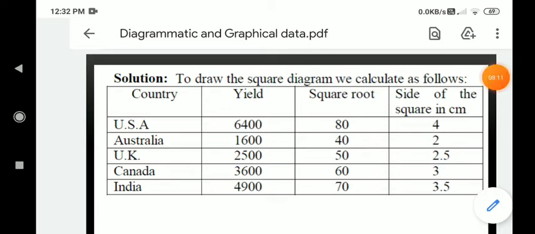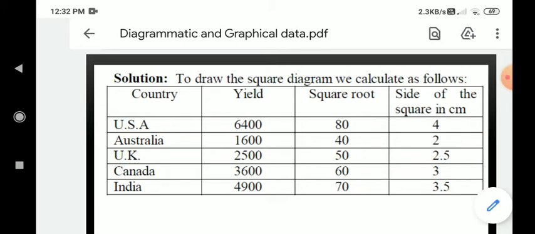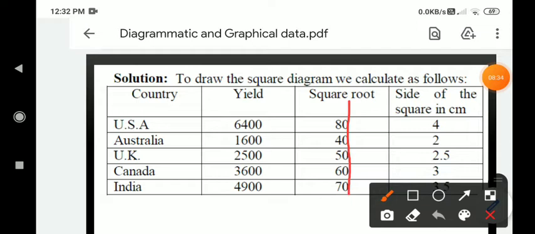Simply what I am doing is 80 divided by 20 is 4, 40 divided by 20 is 2, 50 divided by 20 is 2.5, 60 divided by 20 is 3, and so on. So this is what I have done here, and I've got the scale. So this is the side in centimeters. If you're feeling this is difficult, you can neglect these zeros here, and you can draw squares of 8 centimeters, 4 centimeters, 5 centimeters, 6 centimeters and 7 centimeters at this side. You can do this if you want. You can neglect this zero.